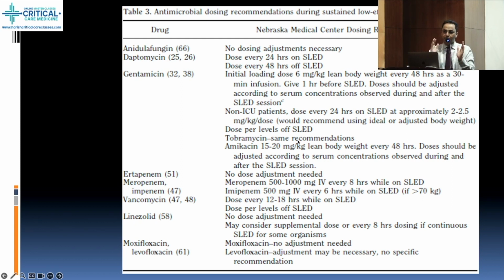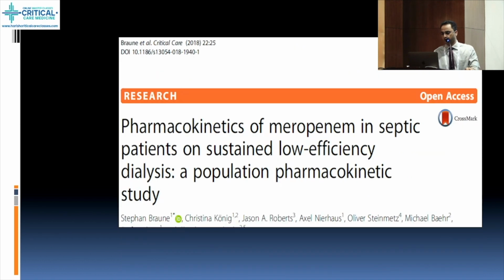But in a sick patient, don't jump on adjusting when a patient is on SLED or IHD. Go ahead and give a full dosage. Don't bother, because at least for 48 hours the patient is on 100% oxygen, 20 ml noradrenaline and all. So don't compromise the dosage for a couple of days, maybe at least 48 to 72 hours.